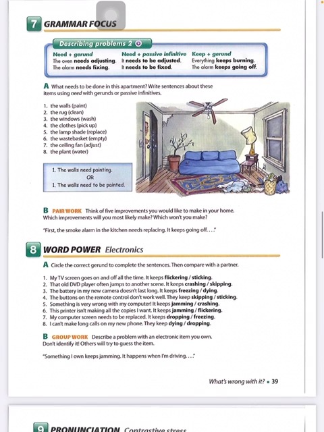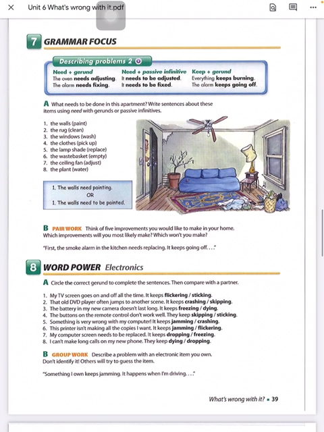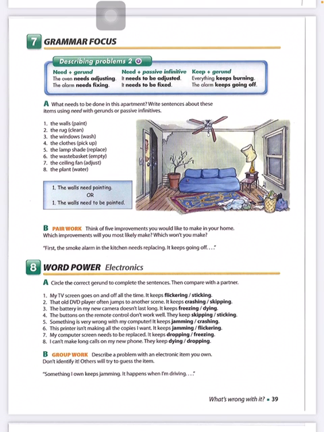And in part number 8, let's say word power electronics, and I'd like you to pick the right answer for the sentence. Okay, for each sentence, as you can see right here, circle the correct gerund to complete the sentences, then compare with a partner. So as you can see, the first one, my TV screen goes on and off all the time. What happened to the screen? On and off. So it keeps flickering or sticking. It can't be sticking, so the answer is flickering. All right, so I'd like you to do number 2 to number 8 on your own, and I will give you the answers later. Don't worry about this.